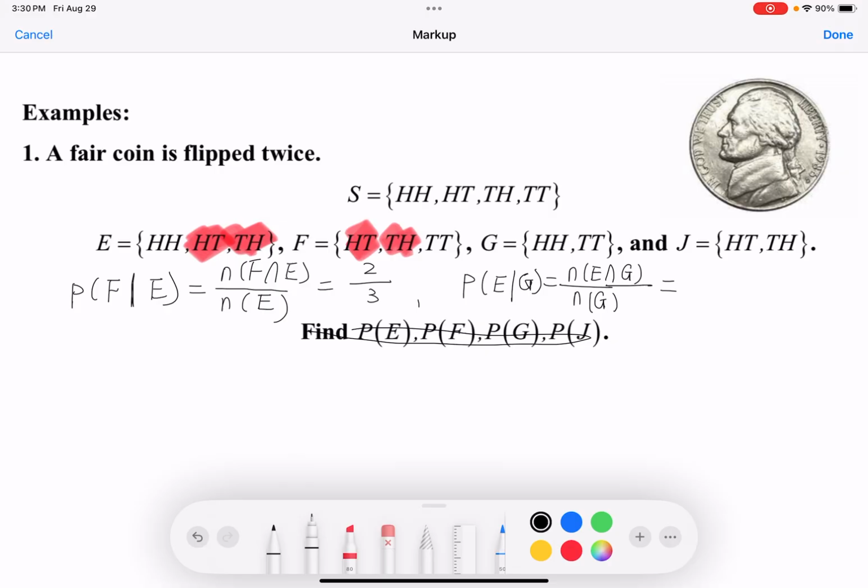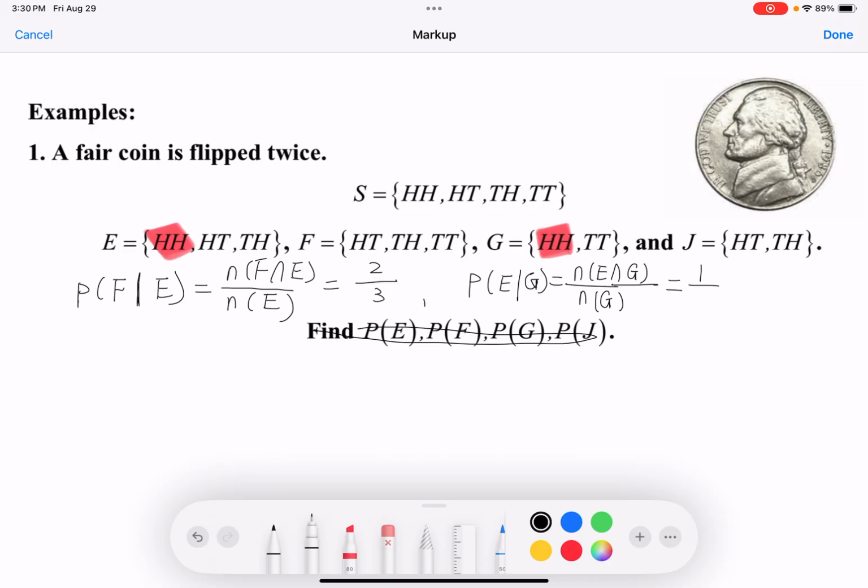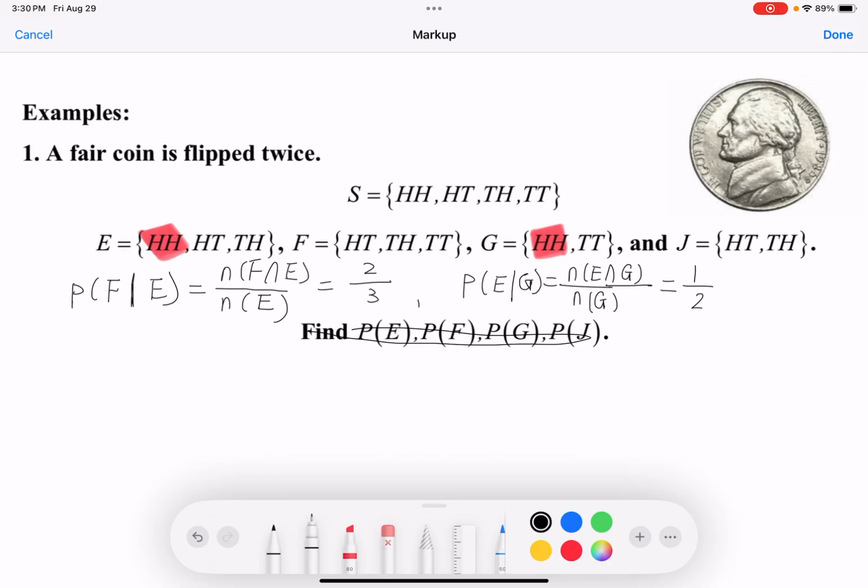So what is E and G? N of E and G. It's clear here. So where is the E and G? Here and here. So HH, and that's all, because we have HT, TH in E, but we don't have HT and TH in G. So let's put 1. This is only one element, both in E and G, all divided by G, which is 2.